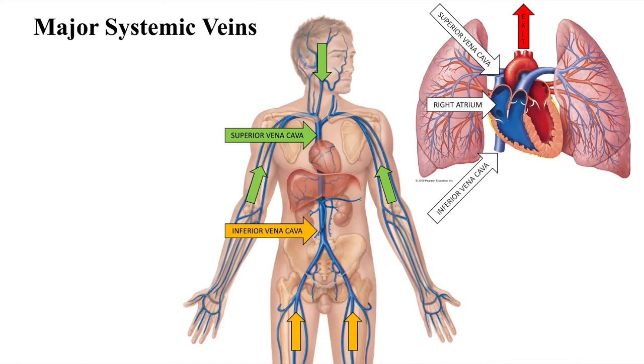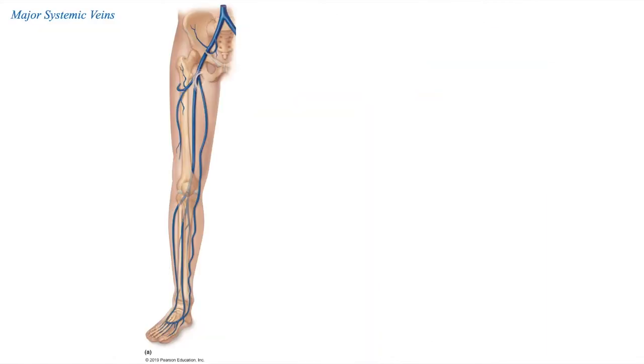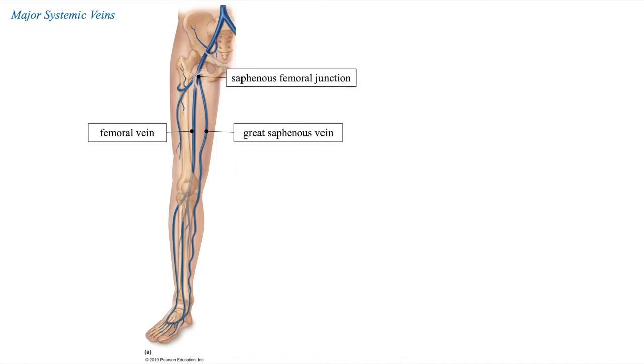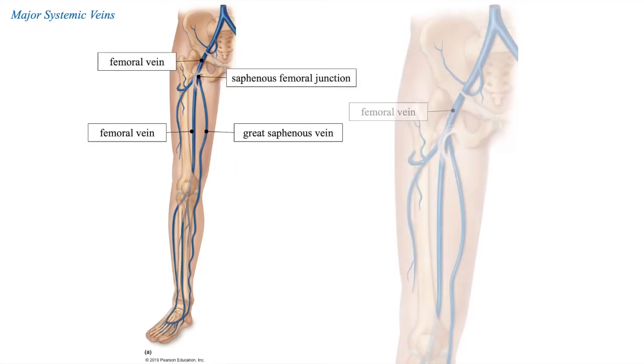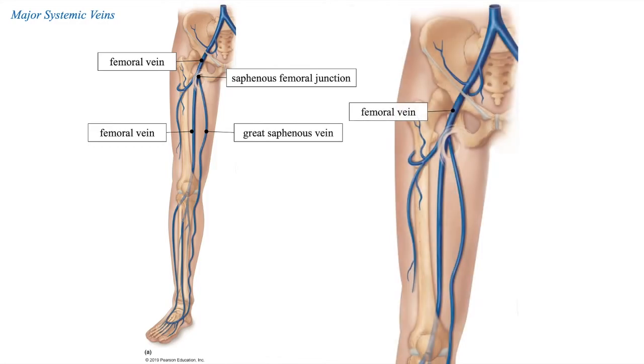We're taking a very brief look at the major veins within the body. Keep in mind that there are countless more that we will not be able to cover in lab. Within the leg, the great saphenous vein, the longest vein in the body, and femoral vein meet at the saphenofemoral junction. The femoral vein continues up the leg, running parallel to the common femoral artery.